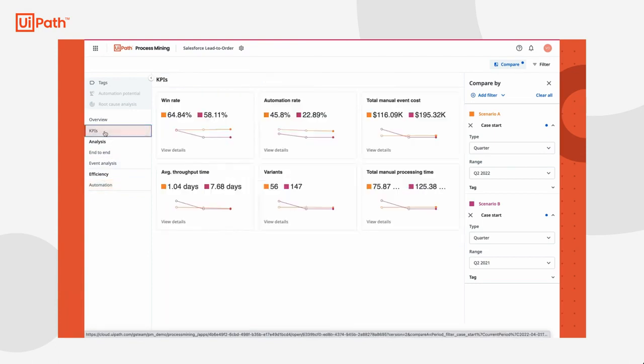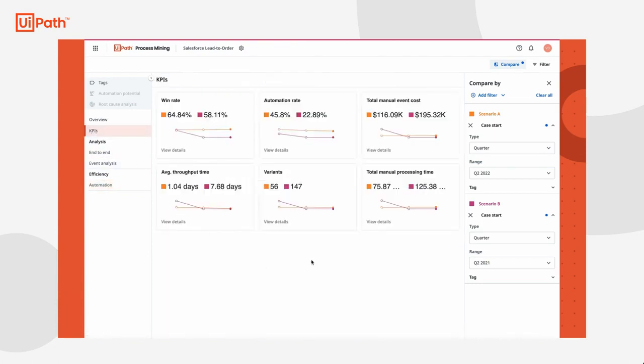But what Tasha really wants to know is the effect her initiatives had on the key performance indicators, or KPIs. By navigating to the KPIs dashboard, Tasha can see the effect her process transformations have had on the metrics that matter. We can see that the win rate increased by 6%, the total automation rate has doubled, total manual event cost has decreased by over $50,000 in this quarter alone, which means a total of over $200,000 annually if the trend continues, and the remaining metrics have all improved dramatically.